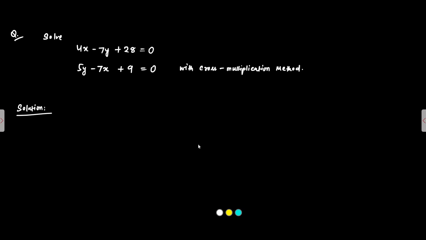So here is another question on solving linear equations in two variables using the cross multiplication method. The two equations are 4x minus 7y plus 28 is equal to 0, and the second one is 5y minus 7x plus 9 is equal to 0. So first we'll write the equations, but in the proper format.